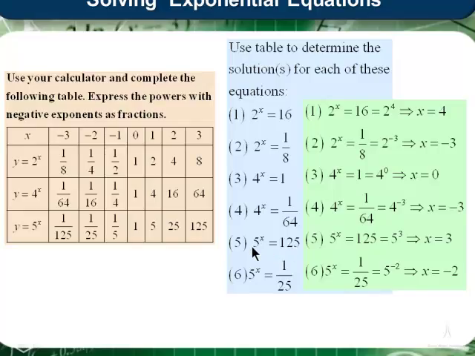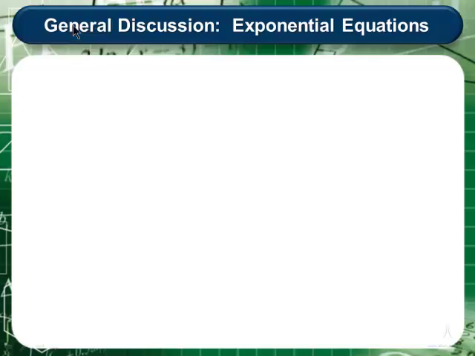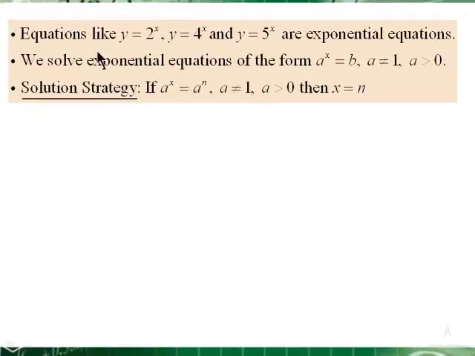125 in the case of base 5 is 5 to the power 3. So clearly, therefore, x must be equal to 3. And in the last example, 1 over 25, we get that when the exponent is minus 2. So we have 5 to the power minus 2, therefore x must be equal to minus 2. We now look at a general discussion on the solution to exponential equations.